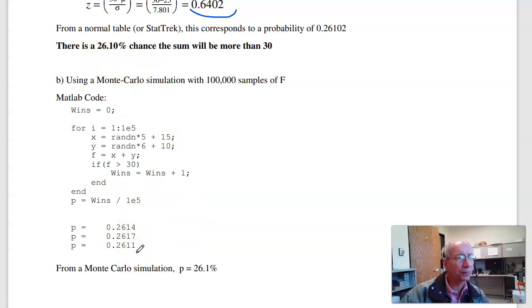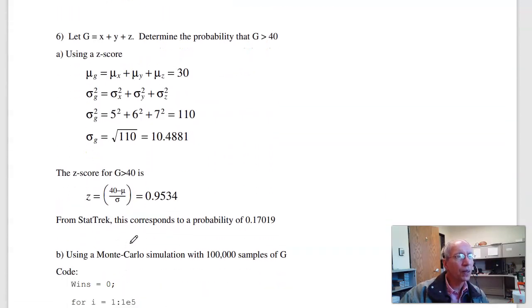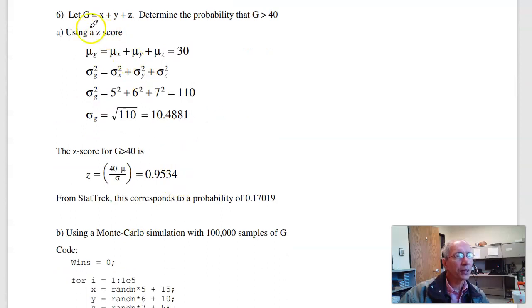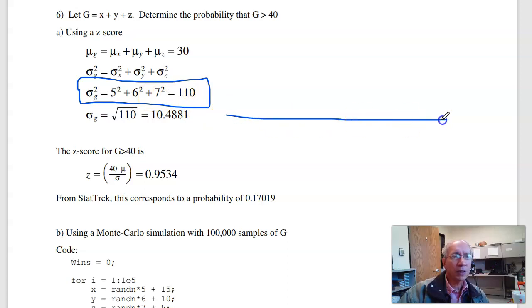Problem 6. If I add 3 normal distributions, again, the mean will be the sum. Mean is 30. The variance will be the sum. Variance is 110. Take the square root, I get the standard deviation. And this is the oddity of normal distributions. It's the variance that adds, not the standard deviation. So when I'm done, I've got a normal distribution. Normal plus normal is normal. Now the mean is 30. The standard deviation is 10.